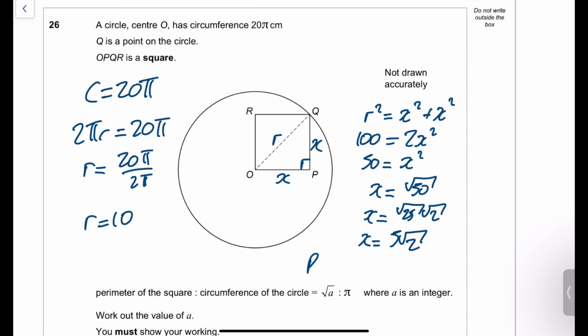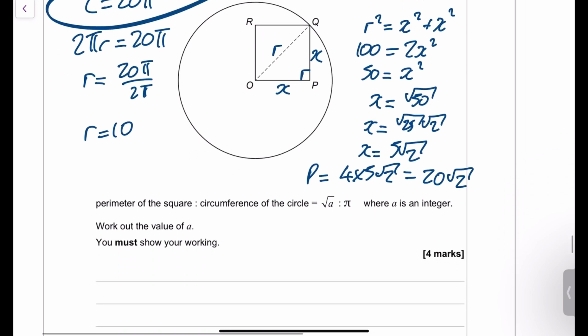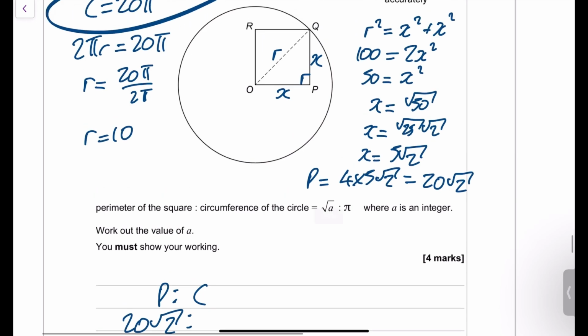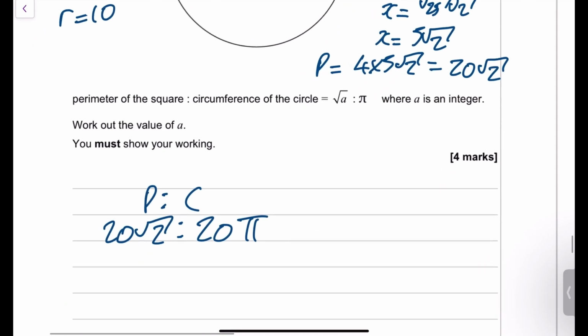So the perimeter of the square is equal to 4 times 5 root 2, which works out as 20 root 2. That's the perimeter of my square. Right, and we've got the circumference of the circle. It was 20 pi. So let's say the perimeter of the square to the circumference. So that was 20 root 2 to 20 pi.